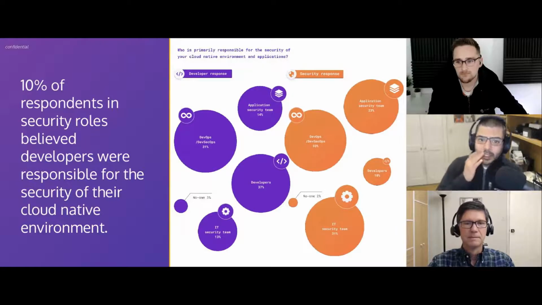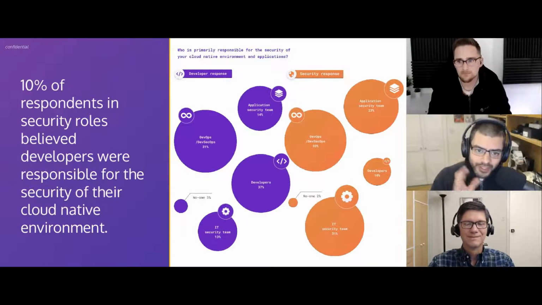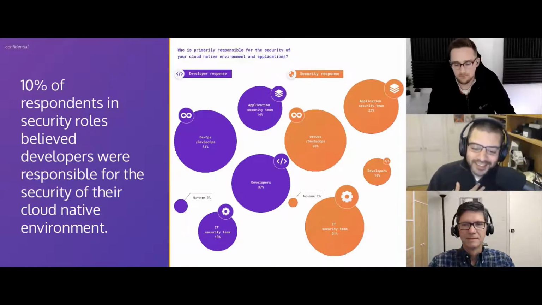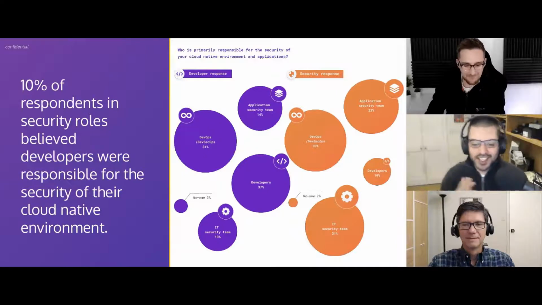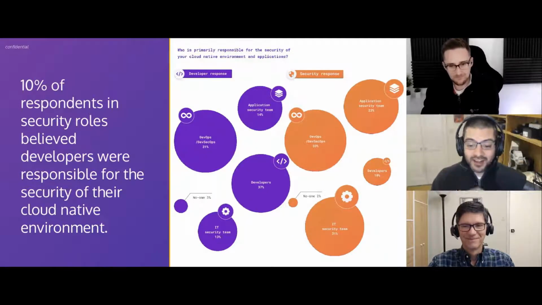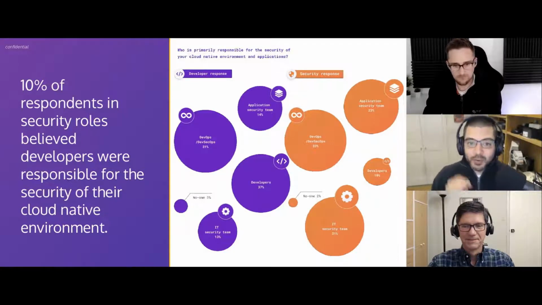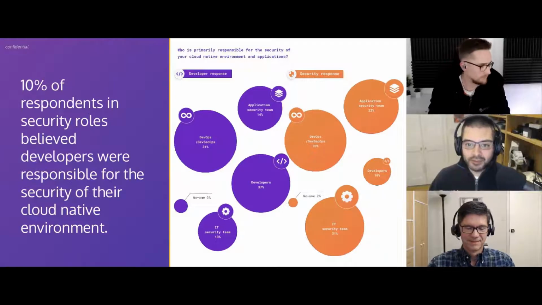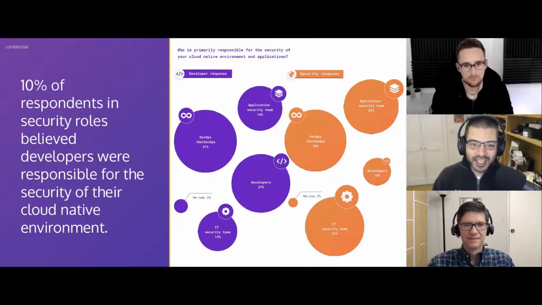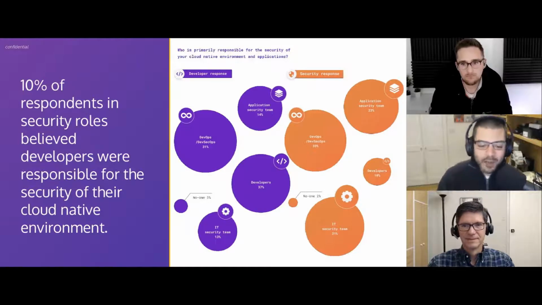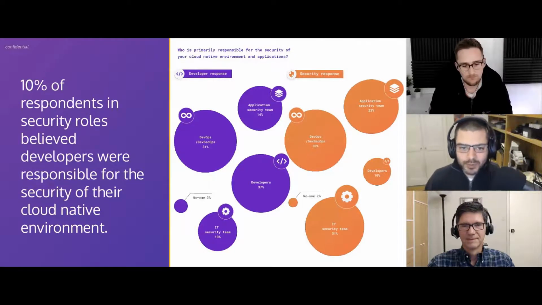So now on the responsibility question, we asked who should be responsible. We love the idea of a little bit of a contentious question here. We appreciate that there are lots of people that could be responsible, and perhaps lots of people that should have a shared ownership of this. But we asked who is primarily responsible for the security of your cloud native application, just to understand where people are thinking it should mostly sit. So here we split up between developer responses and security responses based on the role that they said they're doing in their organizations.